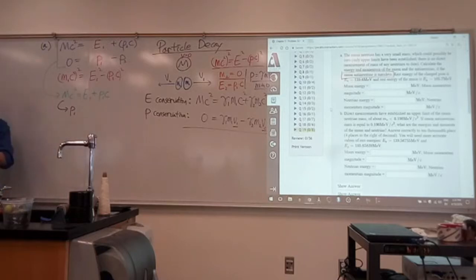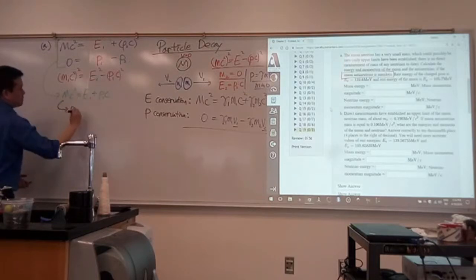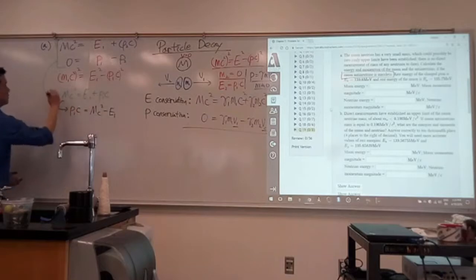That's the plan I have laid out, trying to minimize the amount of algebra I have to do. This is the thinking process that you should be going through each time, especially with special relativity questions, because it's really easy to get caught up in the algebra. So let me solve for P1C, since that's what I'm substituting in. P1C is equal to big MC squared minus E1. When I plug it in here, this is what I end up with.